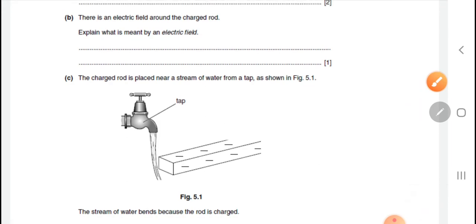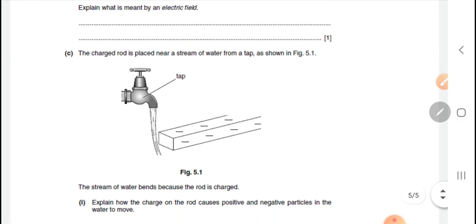The charged rod is placed near a stream of water from a tap, as shown in figure 5.1. This is also a simple experiment. We can demonstrate that the rods are charged. In the first part of the first question, we were asked to write an experiment to demonstrate that the rod is charged. So I explained the gold leaf electroscope. This is also a small, simple experiment you can do.